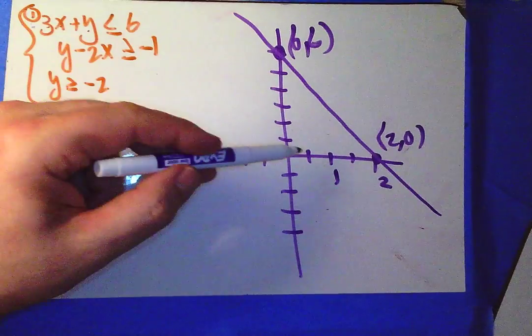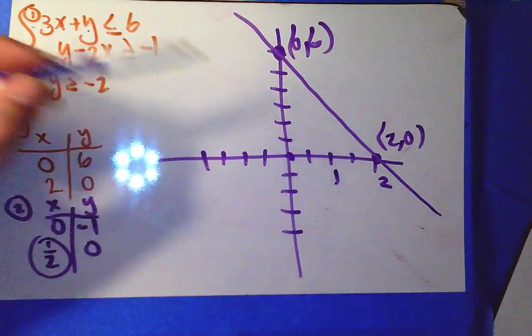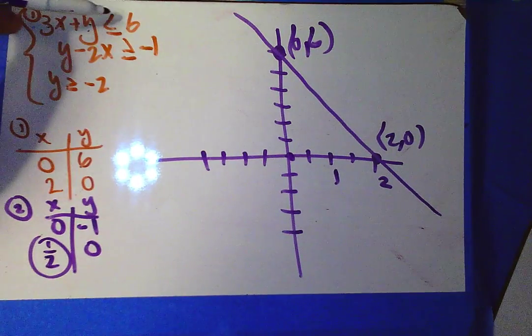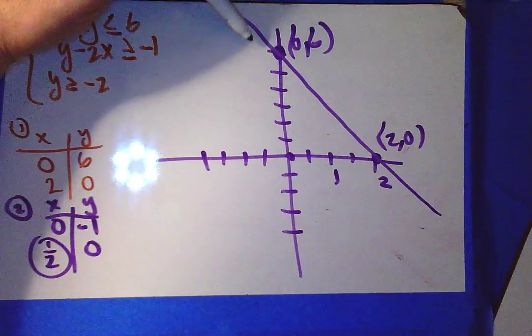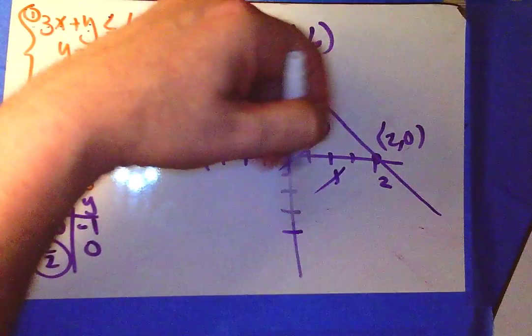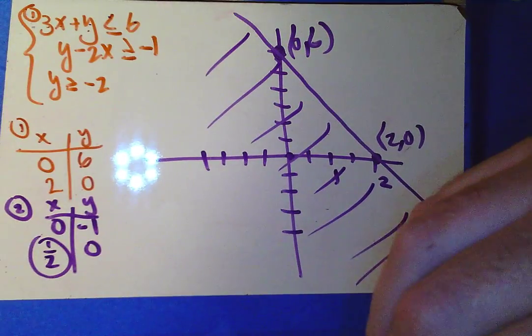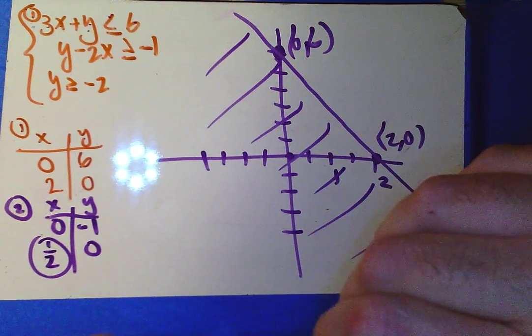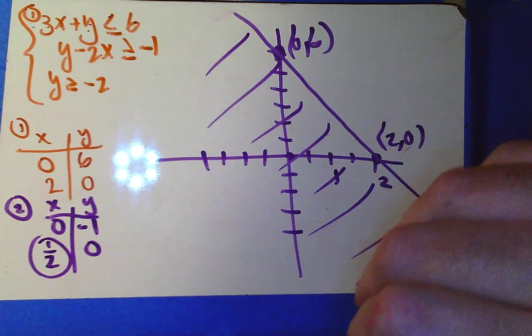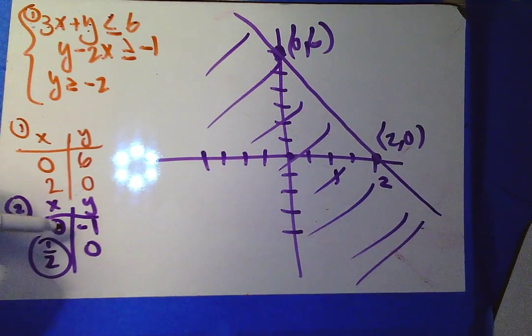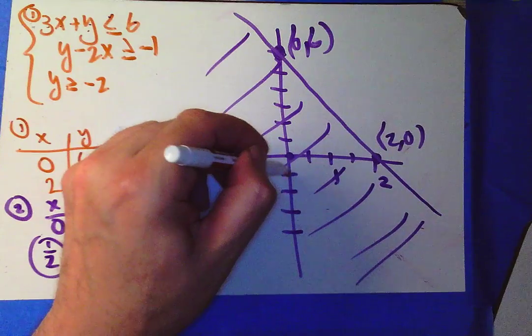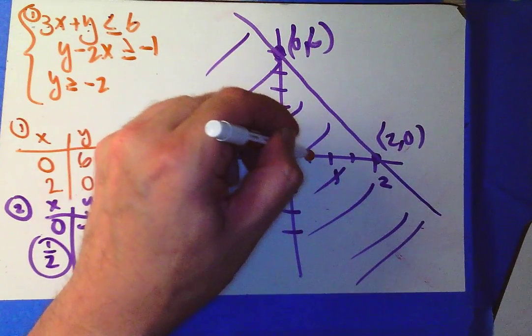And which side of that line do I shade on? Does 0, 0 work? 0 plus 0, is that less than 6? Yes, it is. So I shade this way. Okay. Now let's look at graphing the other inequality, which is 0, negative 1, and 1/2, 0.